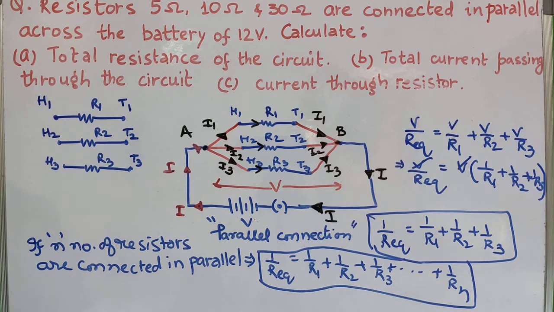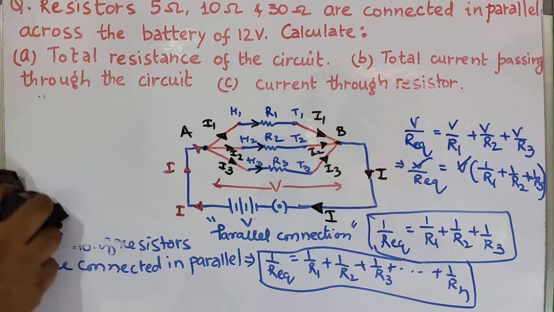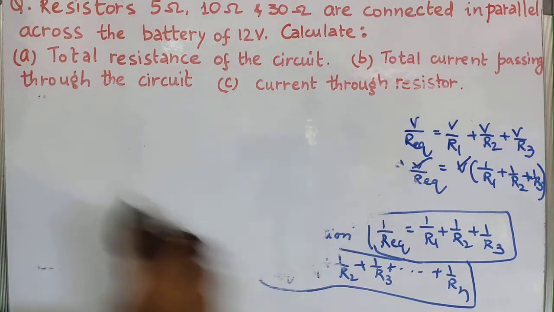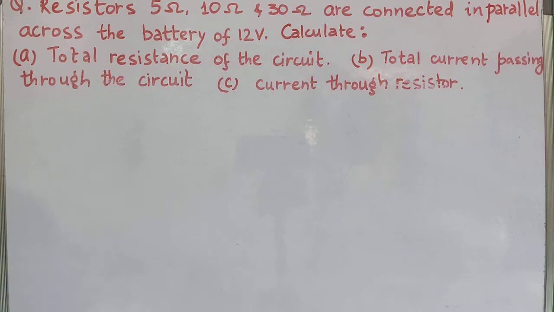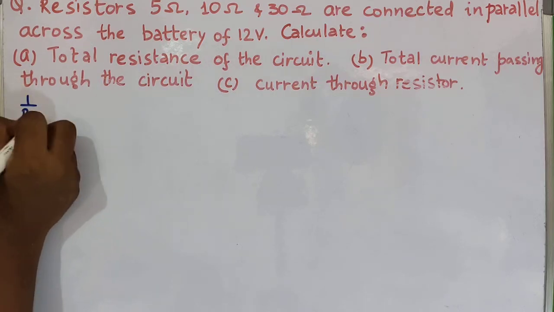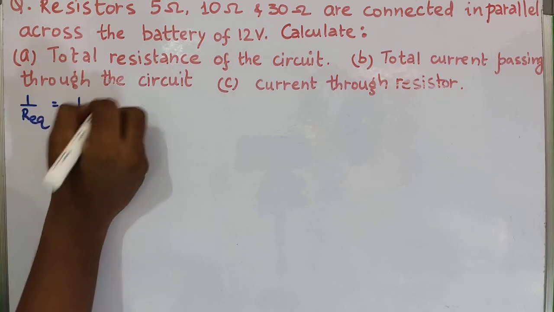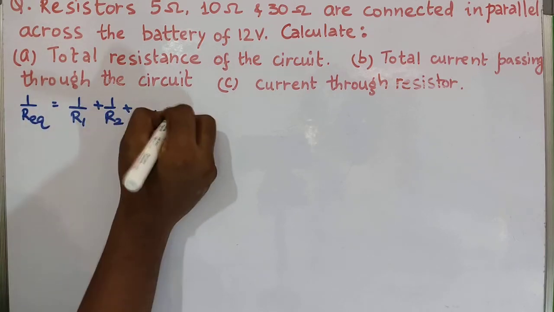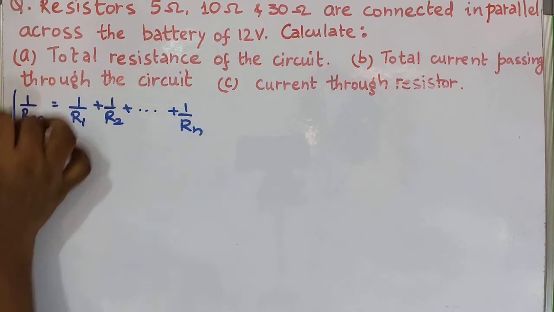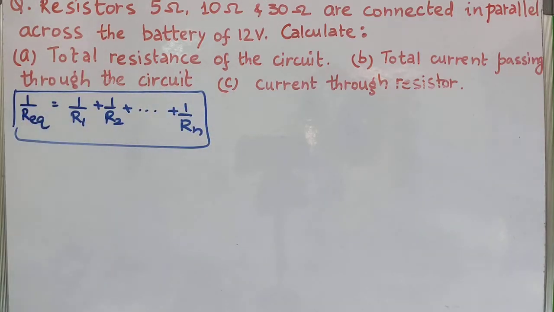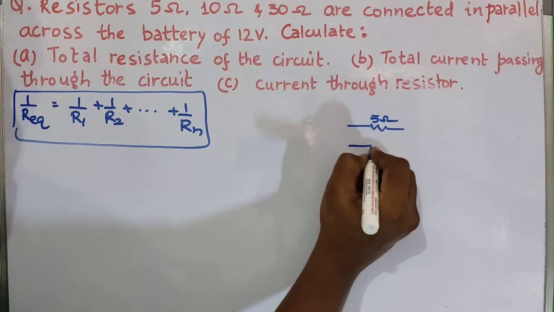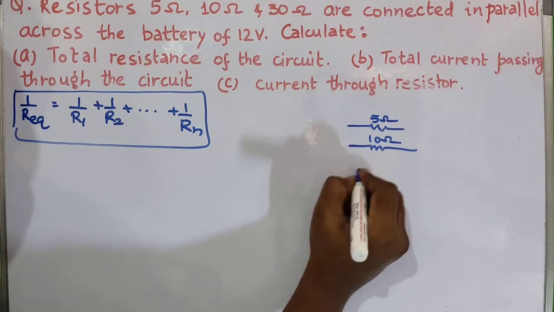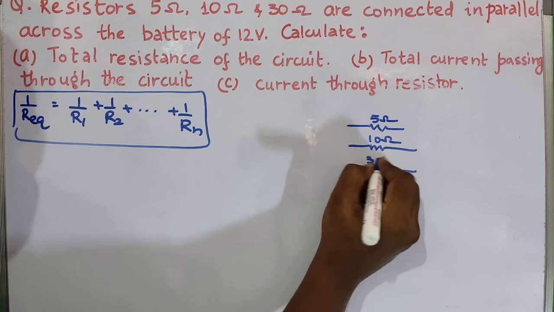So let's see the question here. So what is the question? Let me write the formula first. 1 by R equivalent is equal to 1 by R1 plus 1 by R2 and so on up to 1 by Rn. So this is the formula for equivalent resistance. So what is here? 5 ohm, 10 ohm and 30 ohm are connected in parallel. So let us connect them. This is 5 ohm, this is 10 ohm and this is 30 ohm.